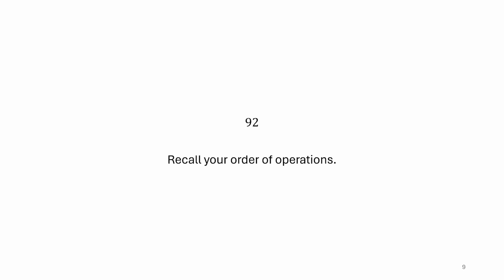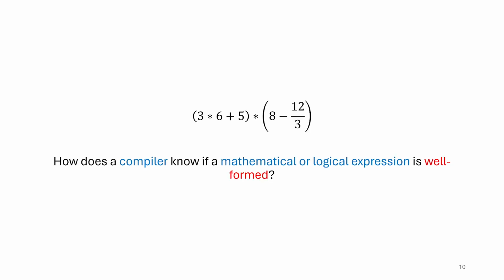Now again, this is something that hopefully we all have internalized and we've been practicing a lot, so we didn't expect anything different from that. But the question then is, how does the compiler know that this is a well-formed mathematical or logical expression when it's compiling, or how does our IDE do it when it's trying to warn us about potential compiler errors?